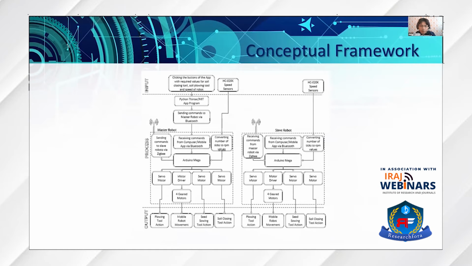For the conceptual framework of the project, for the input, we have commands from the user via the mobile app, and the speed sensors embedded in the system, which measure the speed of the robot. For the process, the Arduino Mega controller was used to control the overall processes of the system, which controls the DC as well as the servo motors, and is also responsible for controlling the communication devices such as the Bluetooth and the Zigbee modules. For the output, controlling the different agricultural operations like plowing, seed sowing, as well as soil closing, and also the movements of each robot.